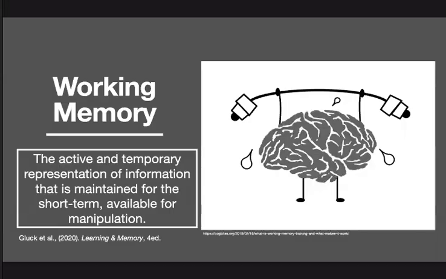According to the text, working memory is the active and temporary representation of information that's maintained for the short term, and it's available for manipulation. Working memory is a facet or a cognitive tool in short-term memory processing. Essentially, if we want a short-term memory to be retained, we have to work at it.